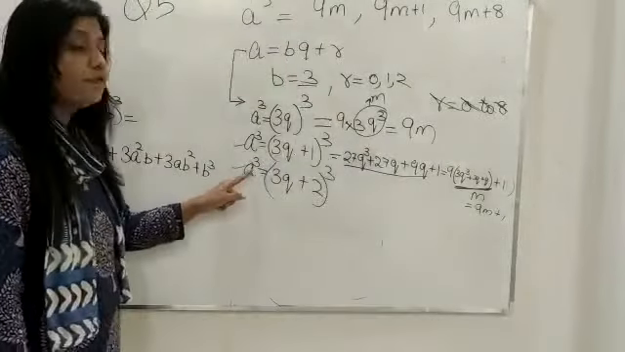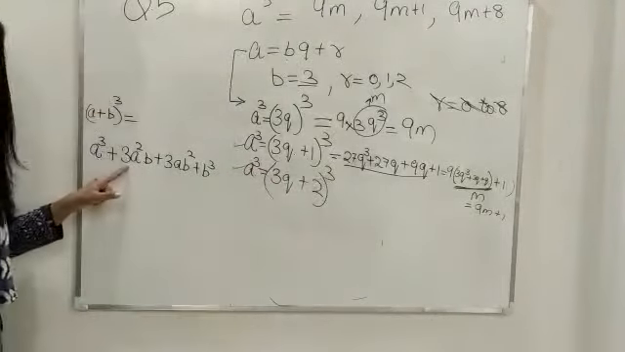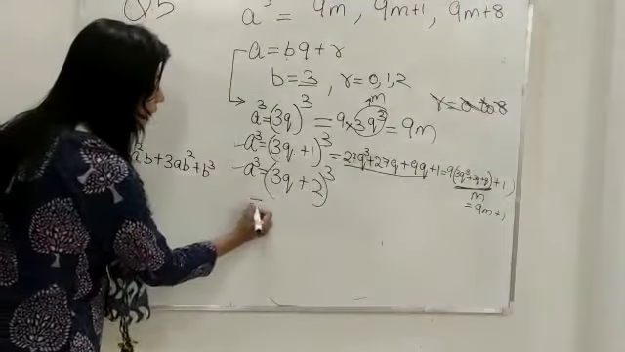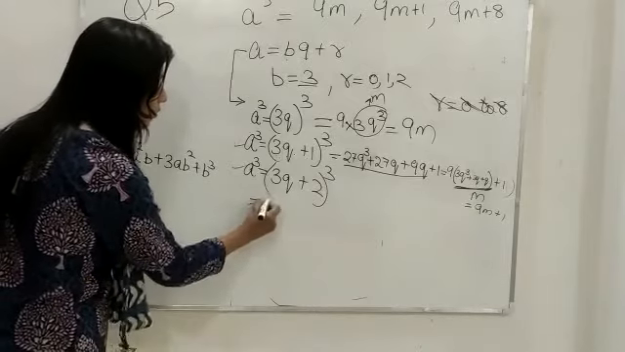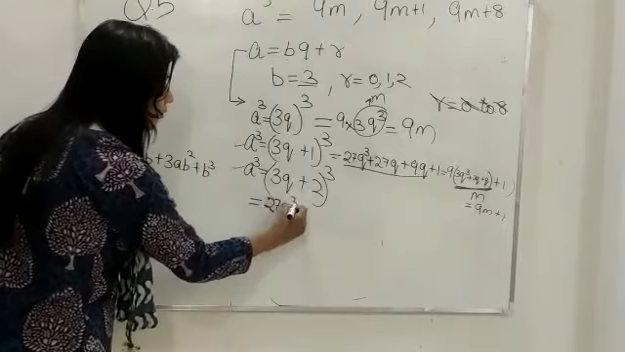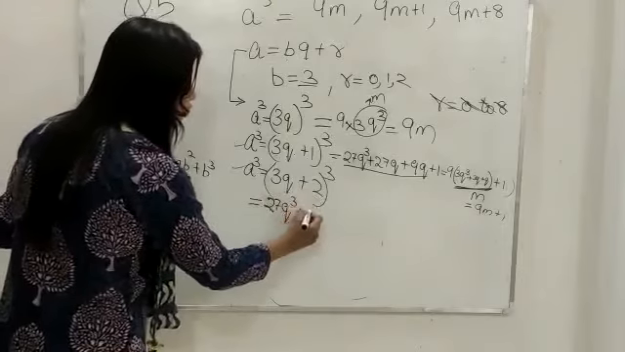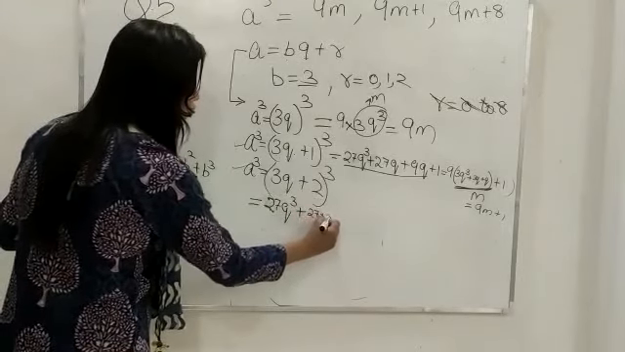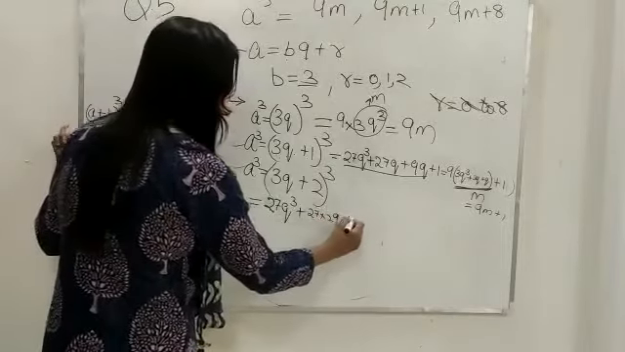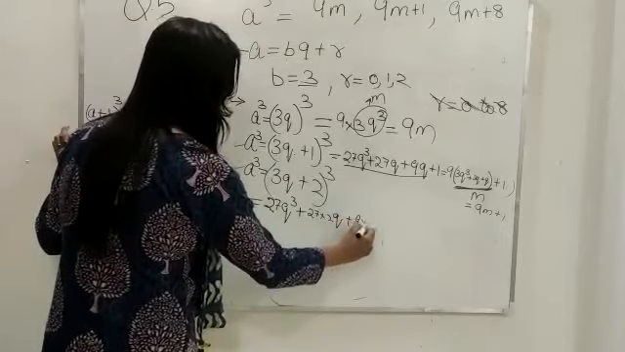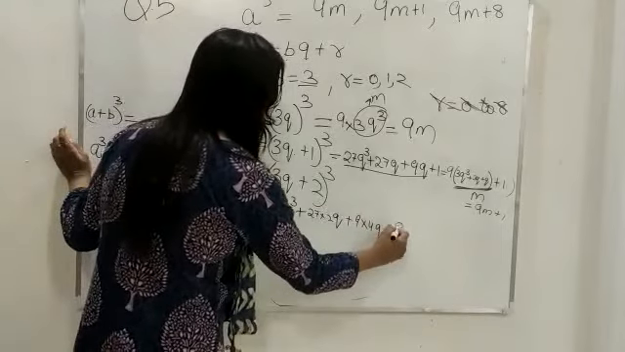Lastly, when you have to find the cube of 3q plus 2, what will you do? You will again apply the same formula and you will write 3q cube, that is 9 times 3, that is 27, q cube plus 3a square b. So it will be 27 times 2, q square. Then it will be 3ab square. Then you will get b cube. So it will be 8.